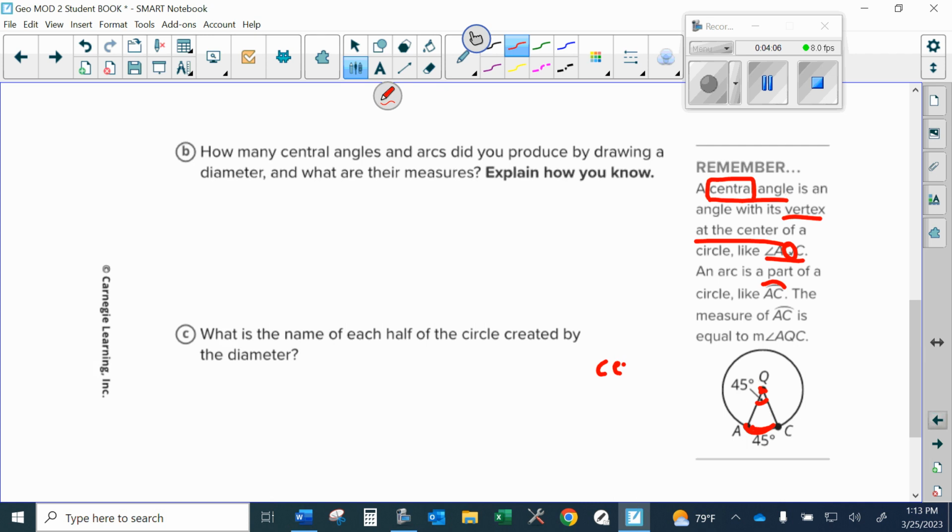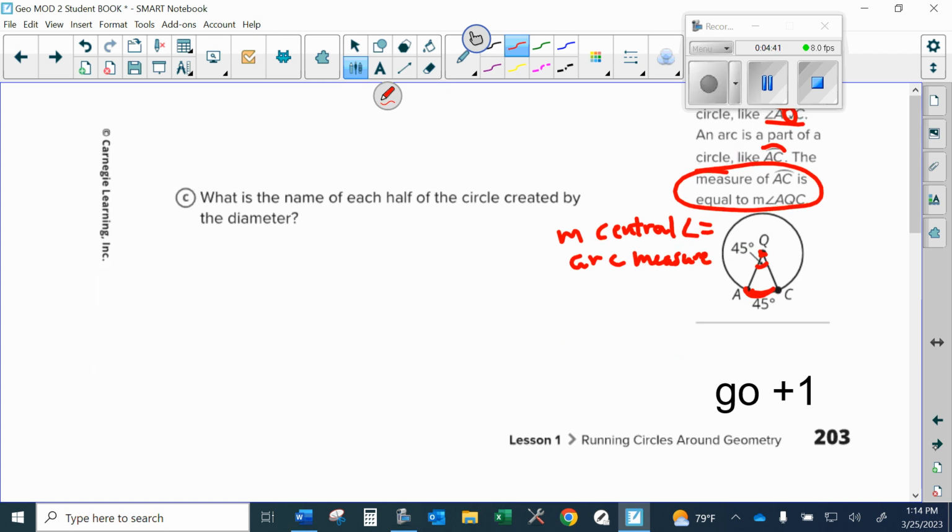So the measure of the central angle equals the arc measure. That's what that's saying right there. Central angle equals the arc measure. You're going to use this in Mod 4, Topic 1, when we talk about areas of sectors, segments, and also arc length. You're going to know central angle equals the arc measure. Go to the next page.